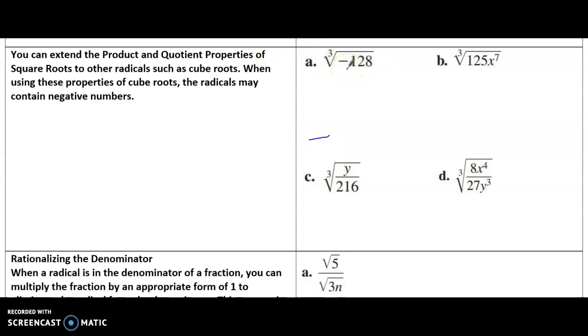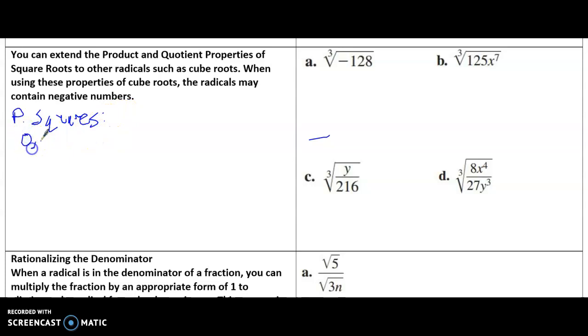And now I have to think, okay, cube root of negative 128. Well, let's think about the number 128. 128 is not a perfect cube. And I know in class what we did is we wrote a bunch of our perfect squares. The technology. Okay, perfect squares.